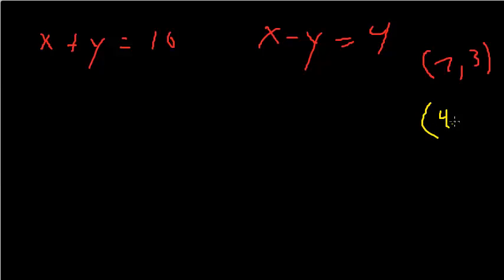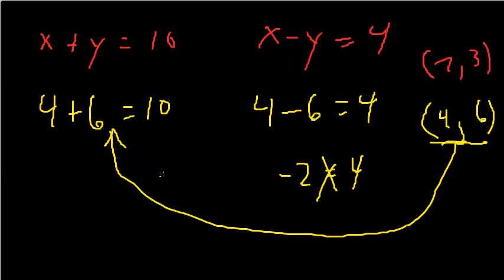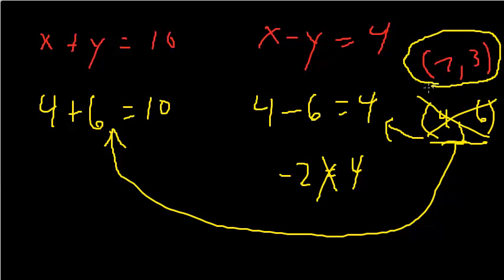What about the point 4, 6? Can we check that the same way? 4 plus 6 is equal to 10, and that is true. 4 minus 6 is equal to 4. That is not true. 4 minus 6 is negative 2, and negative 2 does not equal 4. So in this case, this may be a solution to this first equation, but since it is not a solution to both equations, it is not a solution to our system of equations. So only the 7, 3 is the solution that we are looking for here.